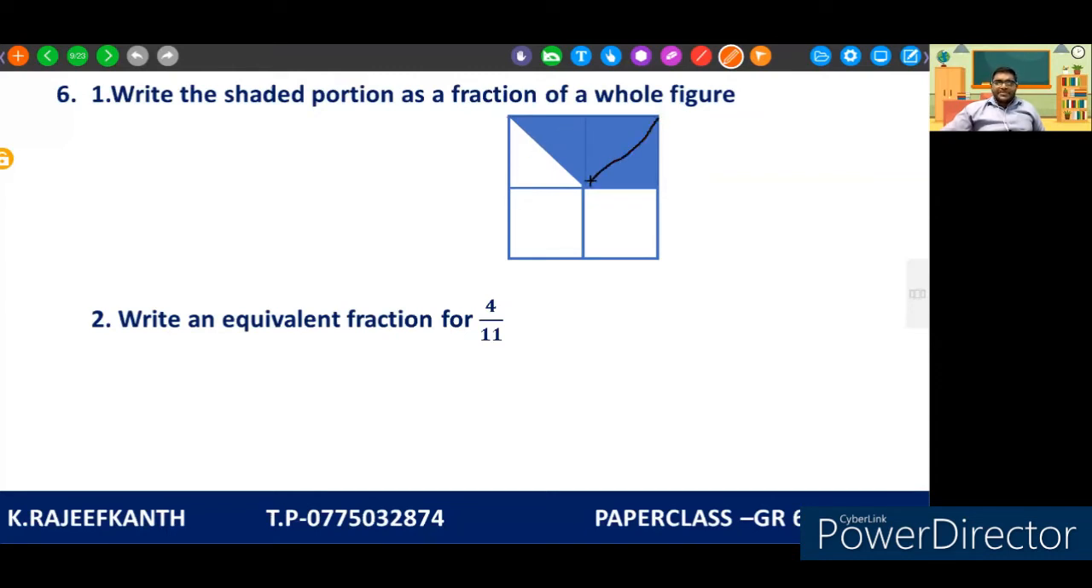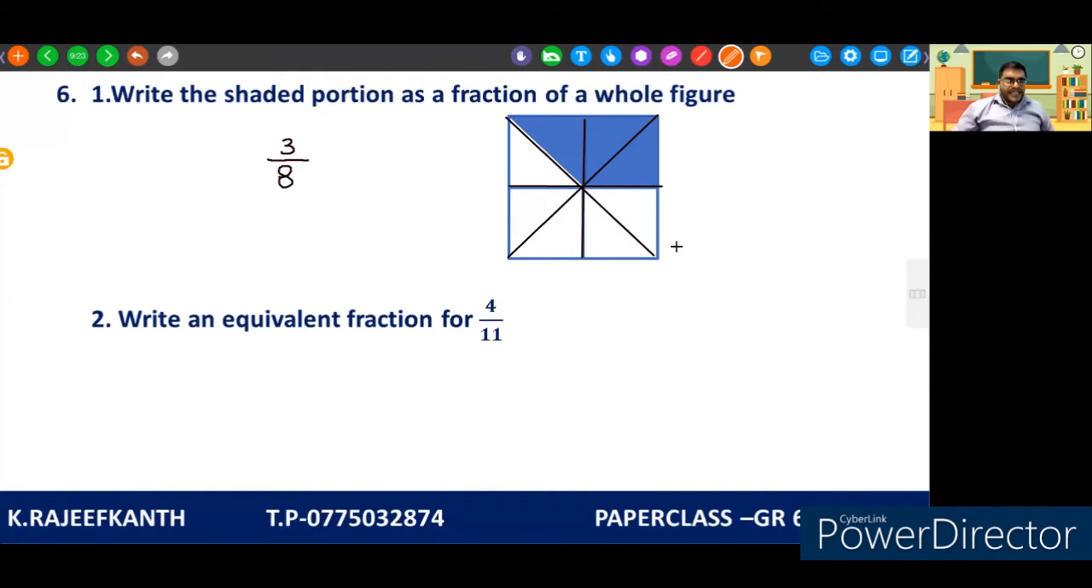So here we have to divide these squares into equal parts. Here we can divide into equal parts. Then how many equal parts are there? Here we have to find the total number of parts. There are 8 parts. Here we have colored 3 equal parts. Then the fraction is 3/8.